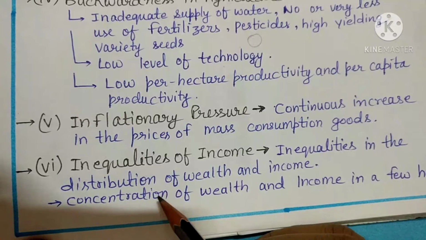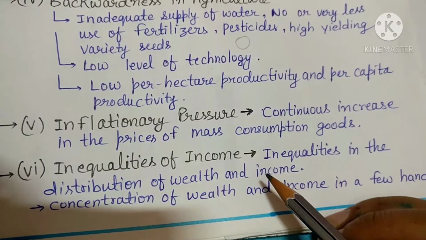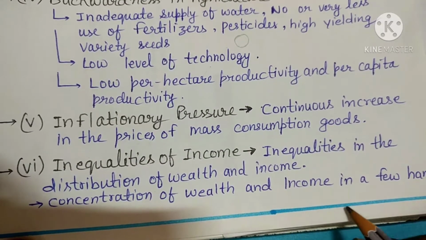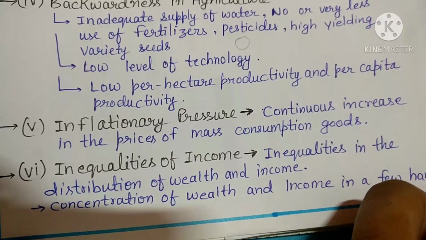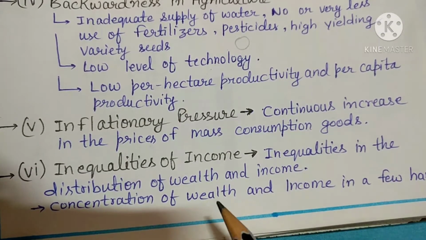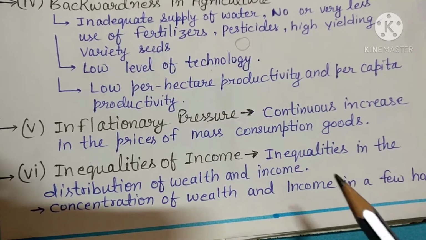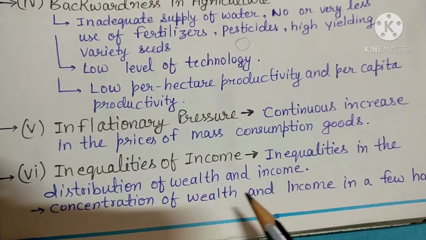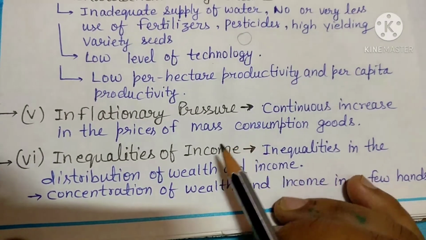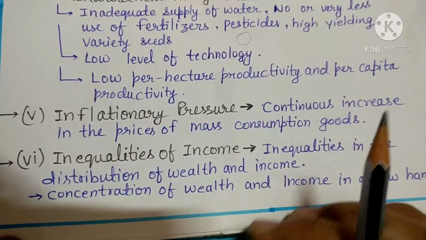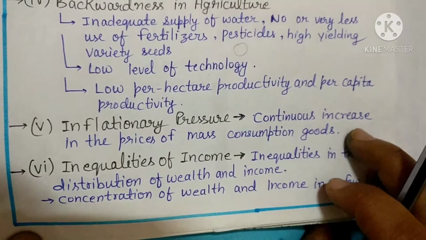Then comes inequalities of income. It is a very important factor: inequalities in the distribution of wealth and income, concentration of wealth and income in few hands. It means the person who is working as a sweeper will get less salary, and the person who is working as an accountant will get more salary. Why is it like that? Both are doing hard work, but there are some inequalities which lead to poverty only. Even the persons working more hours still get less salary. So these are inequalities of income.